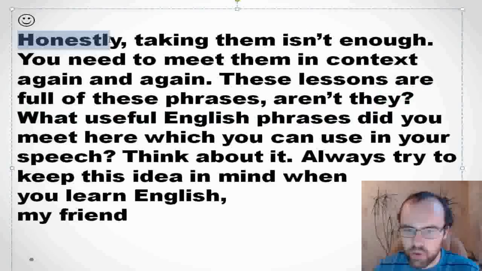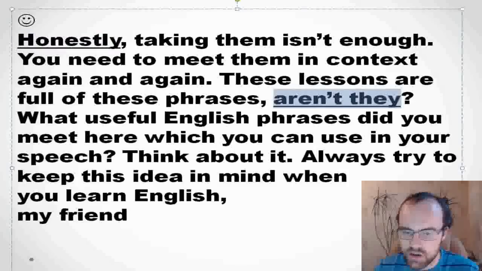Honestly, I want to be honest with you, taking them isn't enough. You need to meet them in context again and again. These lessons are full of these phrases, aren't they? So really, what useful English phrases did you meet here, which you can use in your speech? Yeah, good question. Think about it.